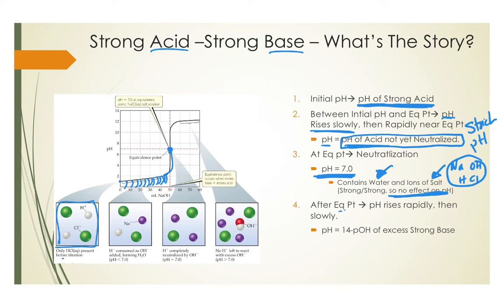Okay. After the equivalence point, the pH rises rapidly and then slowly. Well, what's going on there? Well, all of a sudden you are adding a whole bunch of extra hydroxide ions. And so at that point, in order to figure out the pH, you would simply go 14 minus the pOH of the excess strong base. So again, at that point, it's a stoichiometry pOH to pH problem.